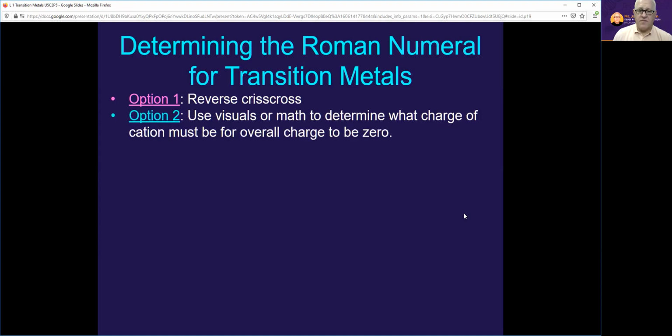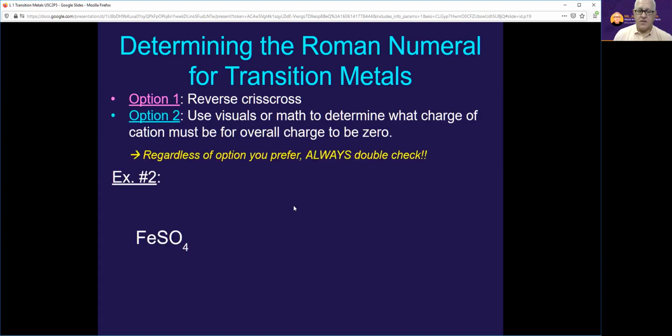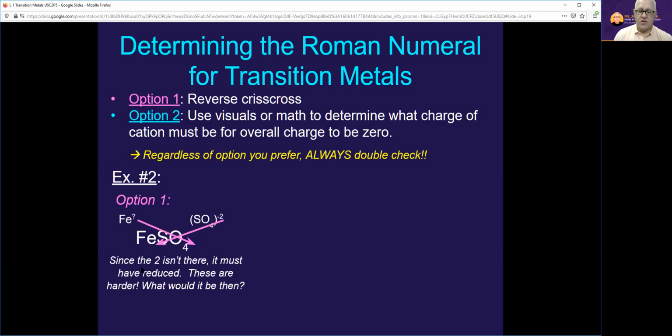Another option, let's take a look at example number 2, FeSO4. Since the 2 isn't there, it must have reduced. These are a little bit harder. What would it be? Iron 2 sulfate. We got our sulfate, remember it was minus 2.